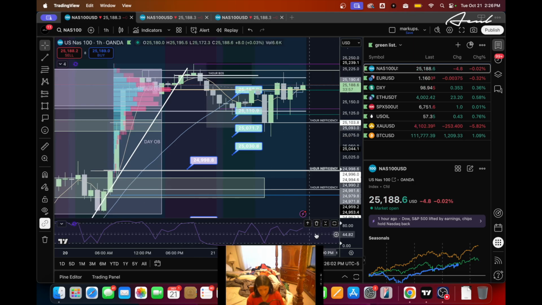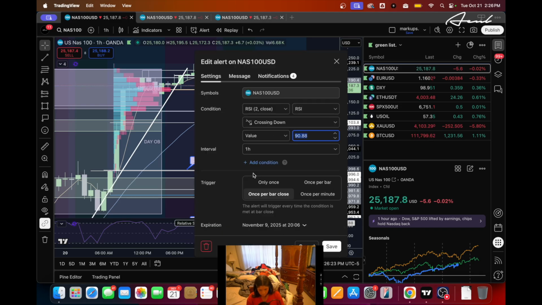In this case, since I was anticipating price going down, that's what I'm showing by hovering my mouse over that alert. The 90.88 is what I have marked off for the RSI. It represents whenever the candlestick closes below that 90 mark, once per bar close, and that's when I'll get an alert.